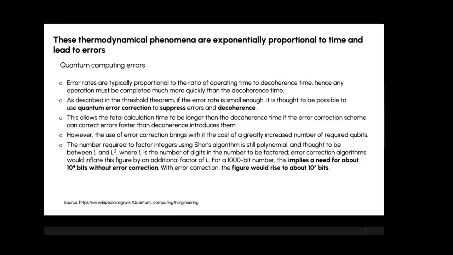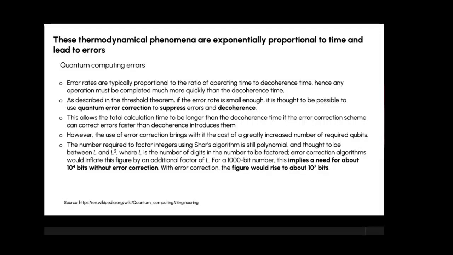As described in the threshold theorem, if the error rate is small enough, it is thought to be possible to use quantum error correction to suppress errors in decoherence. This allows the total calculation time to be longer than the decoherence time if the error correction scheme can correct errors faster than decoherence introduces them. So if I have a decoherence time of 1 millisecond and I have an error correction that operates in a tenth of a millisecond, then I can actually beat the decoherence and keep the computer stable.